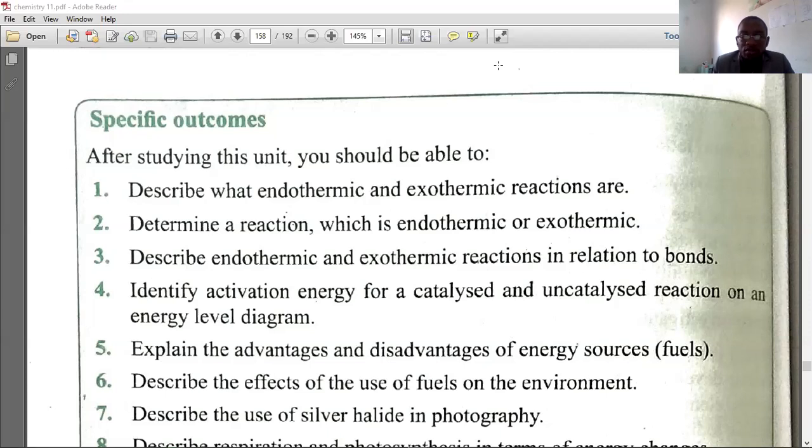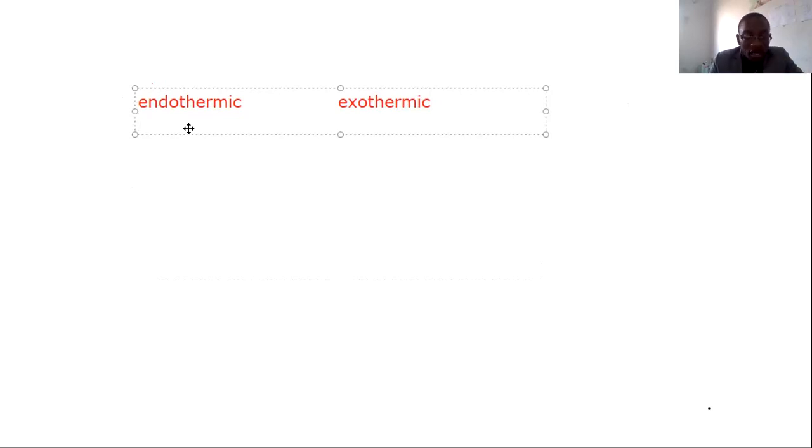let me use a whiteboard. Thinking about endothermic and exothermic in terms of bonds, endothermic is called bond breaking, and exothermic is called bond formation.